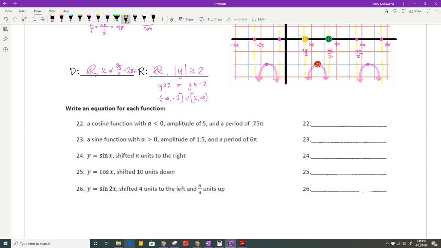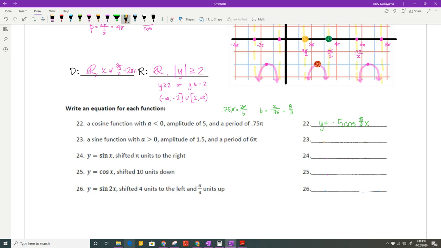Okay, well that period tells me that 0.7 pi is equal to 2 pi over b, because that's the parent function. So when I solve that, my pi's cancel out, or divide both sides by pi. And when I simplify that, I get b equals 8/3. It is a cosine function. So a goes in front. It is negative, and a was 5. So y equals -5 cosine of 8/3 x.